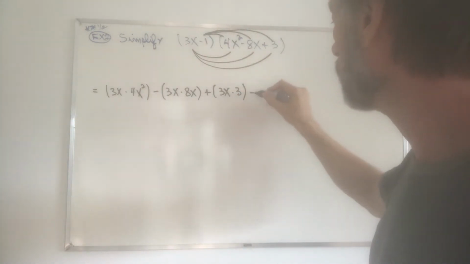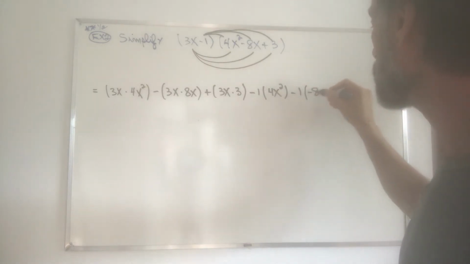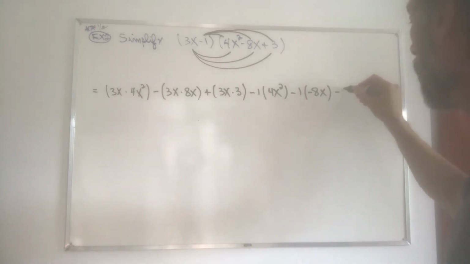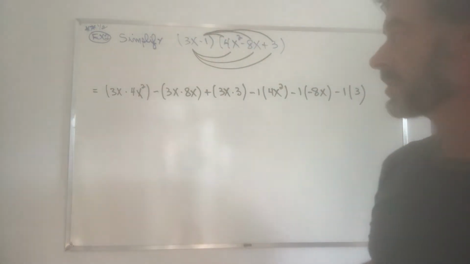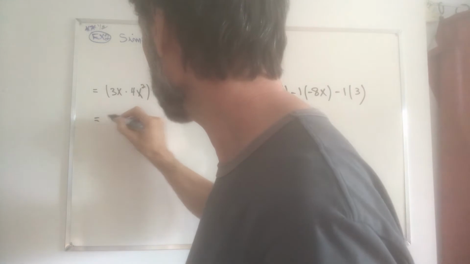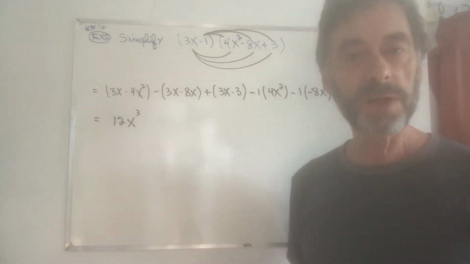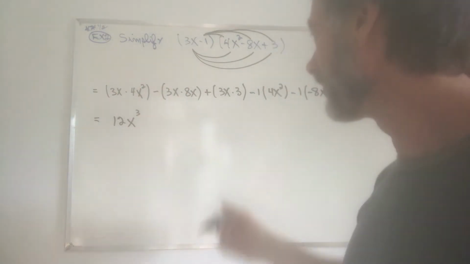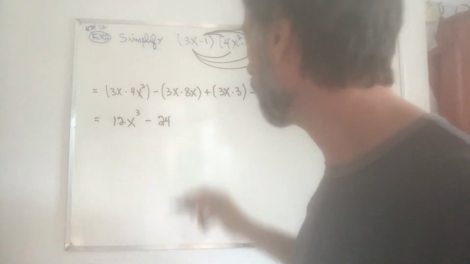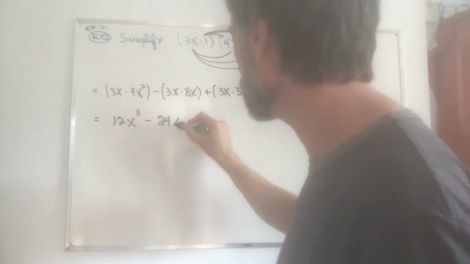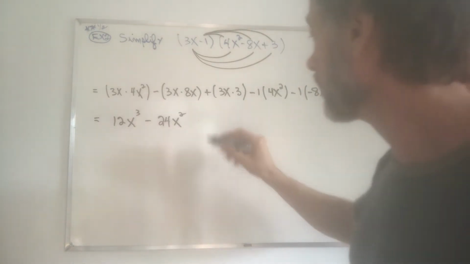Minus 1, so minus 1 times 4x squared, minus 1 times minus 9x, and minus 1 times 3. Well, that's what you get upon distributing all these terms in the proper order. So we're going to take care of each bracket. Like we said, this is 12x cubed because 3 times 4 is 12, and x to the 1 times x to the 2, bang, it's x cubed. What is this guy? 3 times 8 is 24, and x times x is x squared. Still with me?